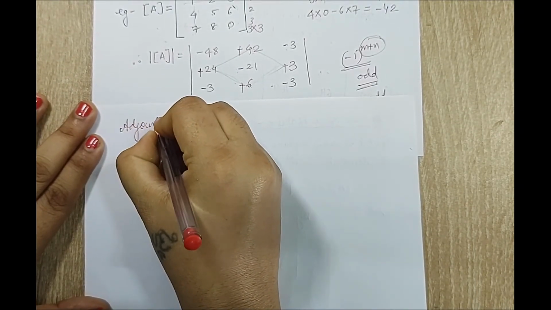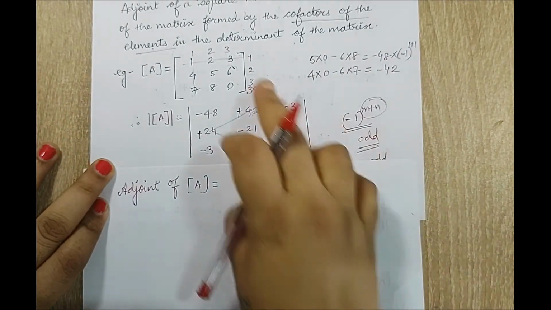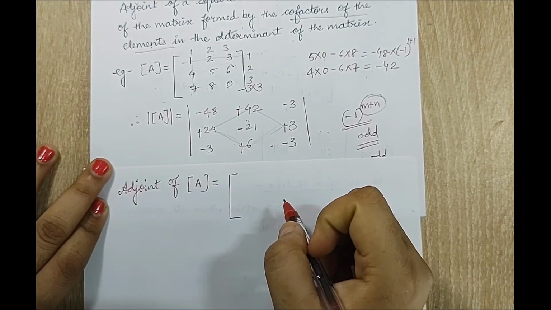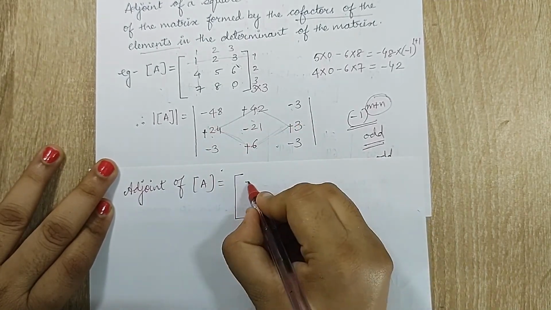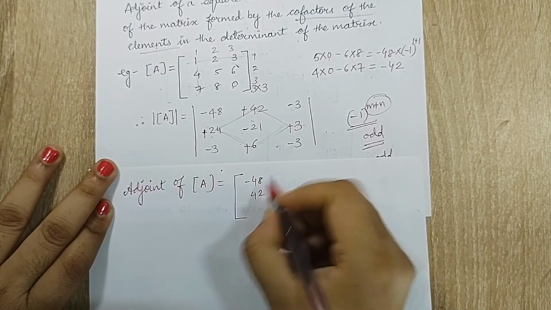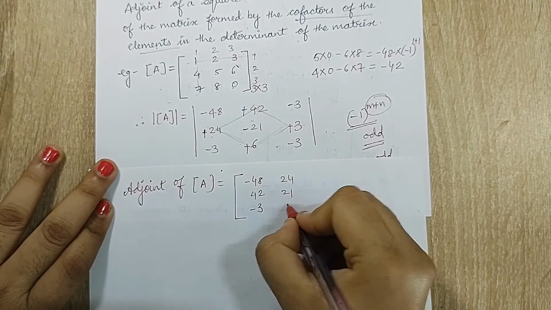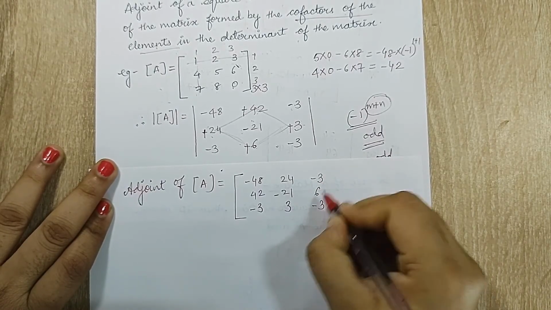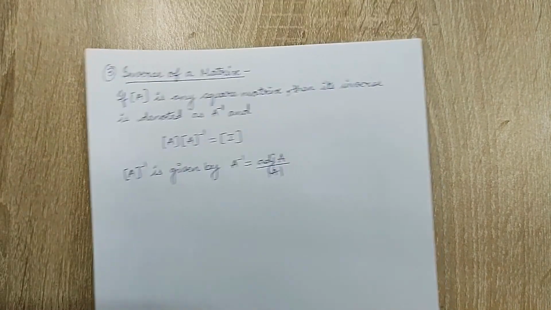Next I am going to write down directly the adjoint of matrix A. Now the adjoint of this matrix A can be written from here by simply finding out the transpose of this matrix. For that I am going to convert the row to column and the column into row. So this minus 48, 42 will come as a column value and minus 3 will be placed here. Next 24 shifts here, 21 is here and 3 at this position. And last I have minus 3, 6, minus 3. So this is the adjoint of this matrix A which I have found.